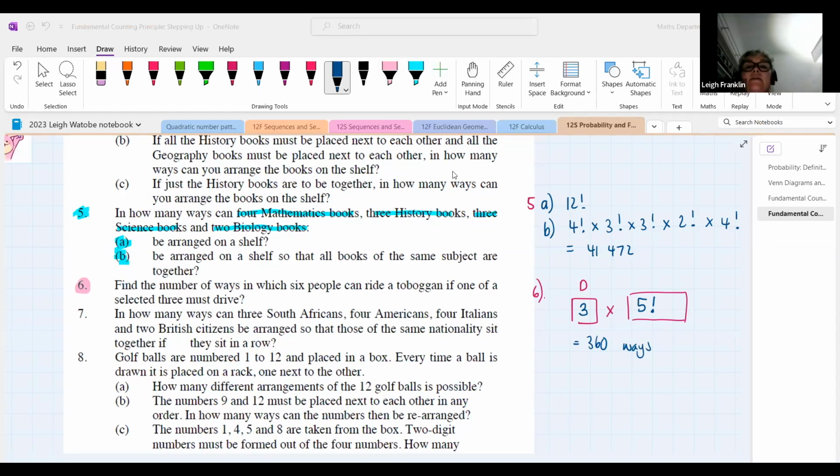Okay, why isn't it 3 factorial? Because it's not 3 times 2 times 1. It's one of 3 people. So there are 3 different ways in which you can fill that first slot, not 3 by 2 by 1.